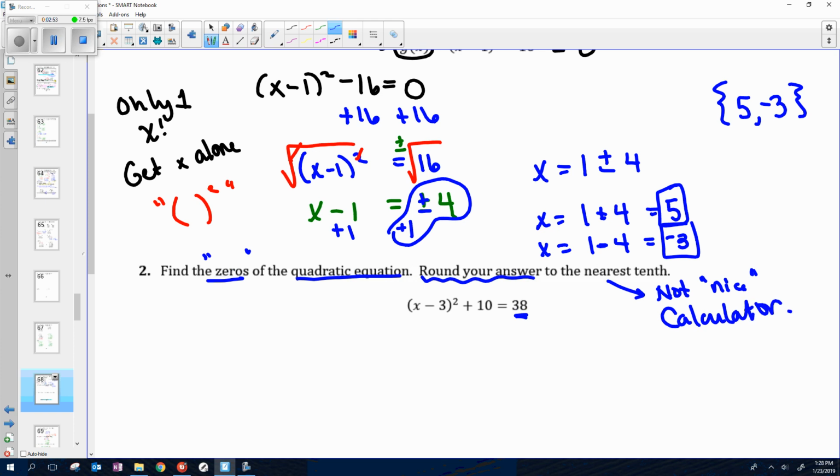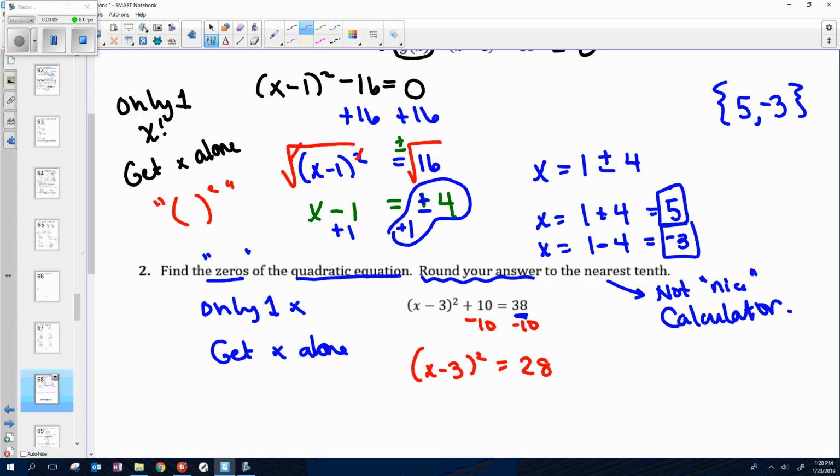All right, so here we go. I notice that there's only one x. So I'm going to get x alone. So the first thing I'm going to do is subtract 10 over to the other side with a 38. And I now have x minus 3 squared equals 28. Then the weird guy is alone, like I set up here.